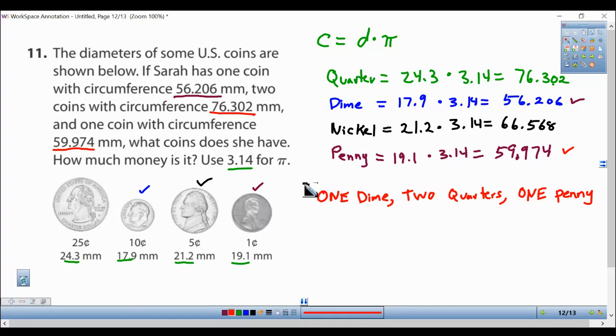How much money is it? Well, it is two quarters, which is 50 cents, one dime, which is 60 cents now, and one penny. So it's going to be exactly 61 cents. And that's our answer.